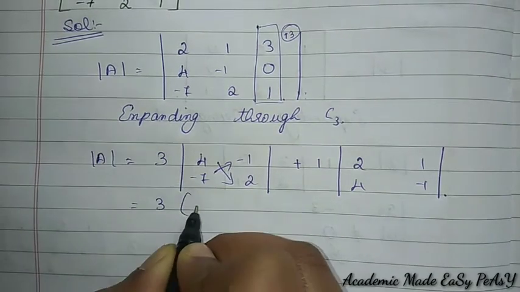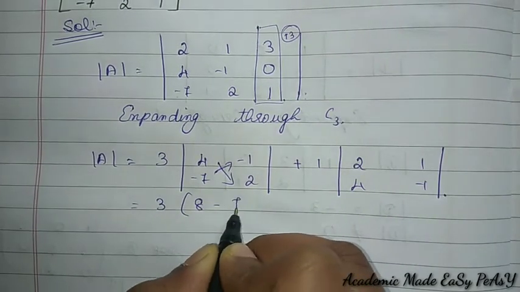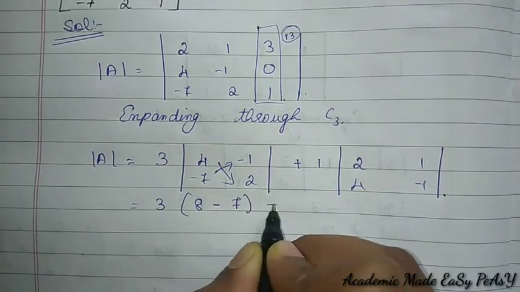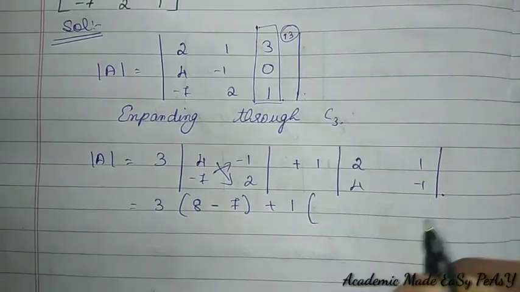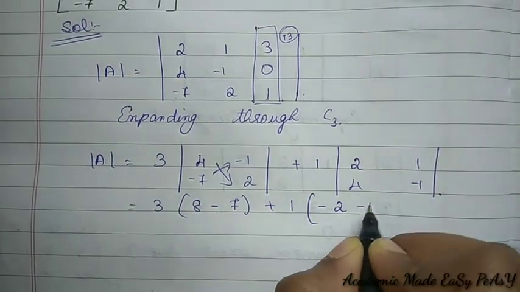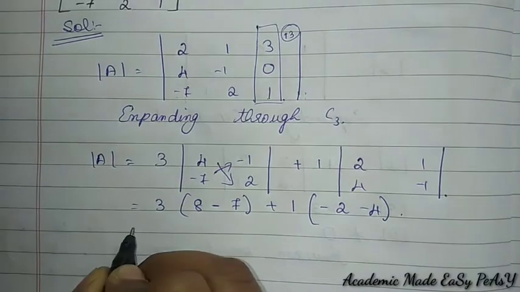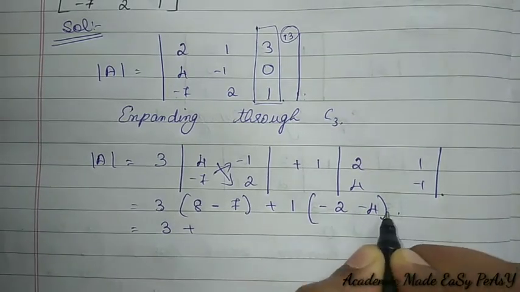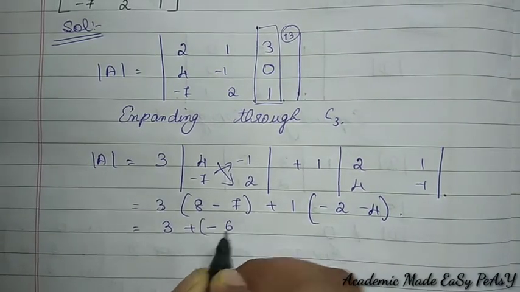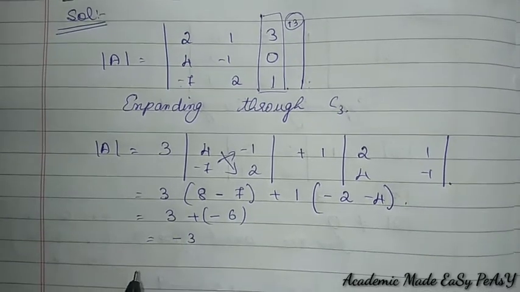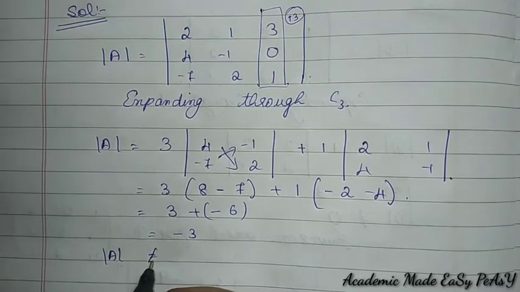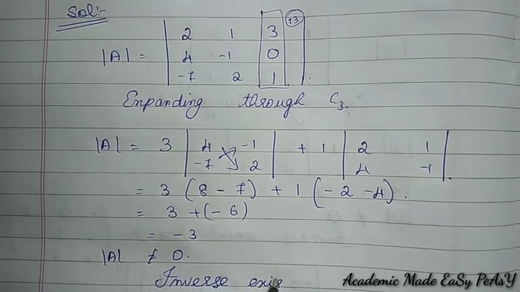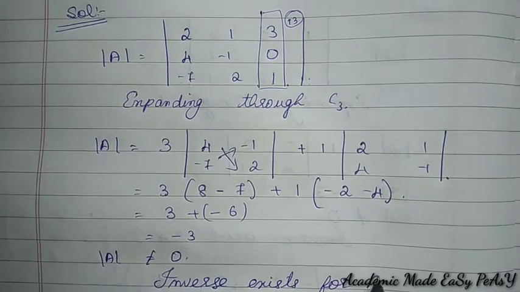So 3 into 8 minus 7. So minus into minus is plus 7. So it is 8 minus 7, plus 1 into 2 minus 1 is minus 2 minus 4. So here I will be multiplying this inside. 3 ones are 3, plus minus 2 minus 4 is minus 6. So my answer is minus 3 and my determinant is not equal to 0. Therefore I will say that inverse exists for matrix A.